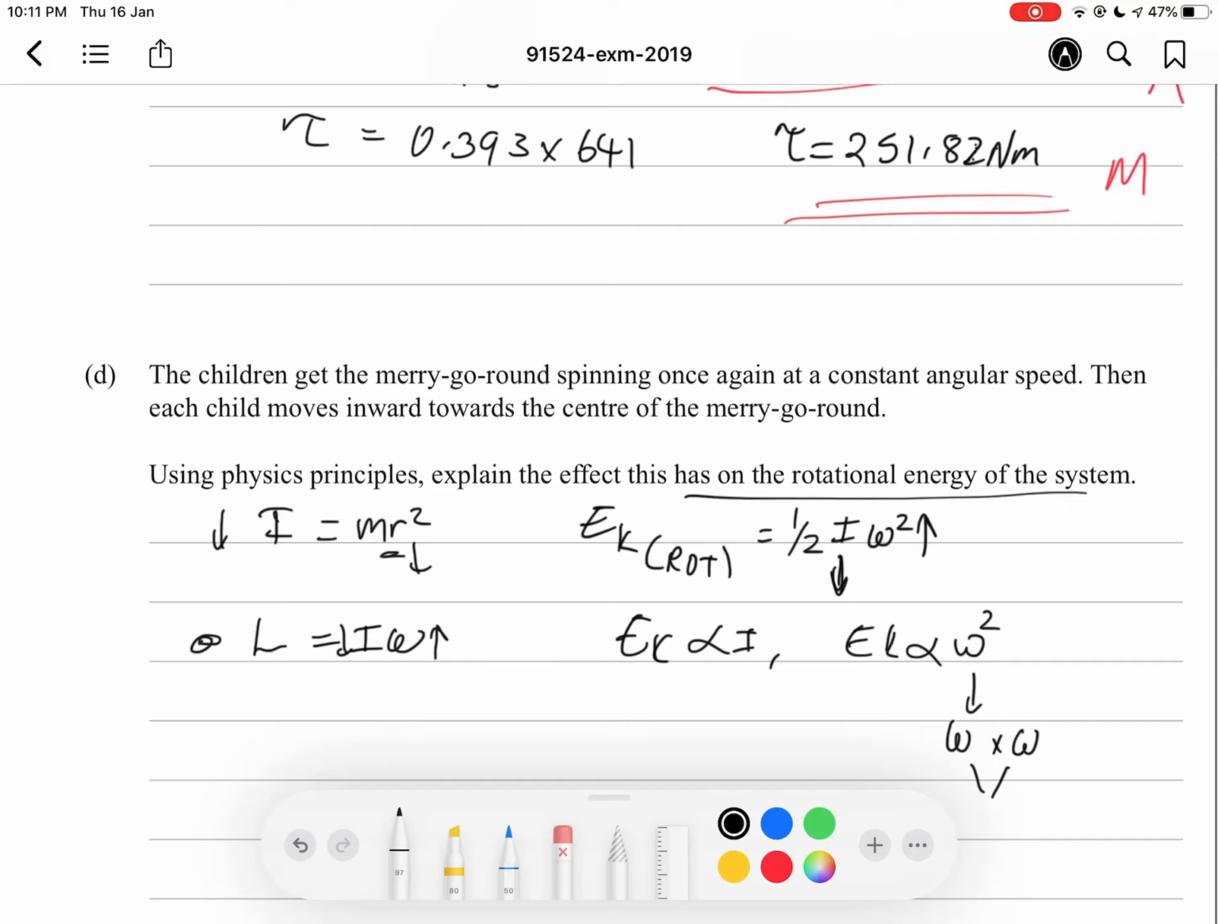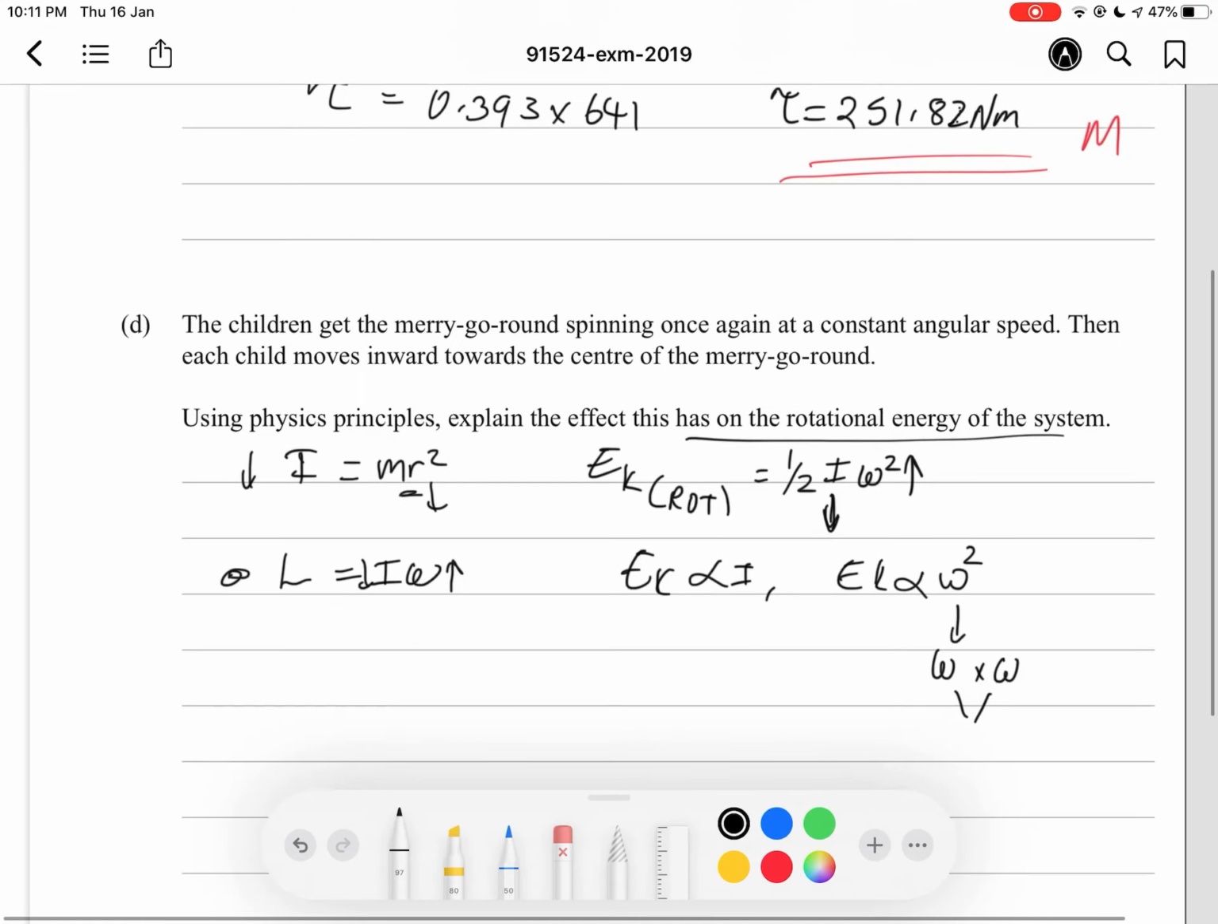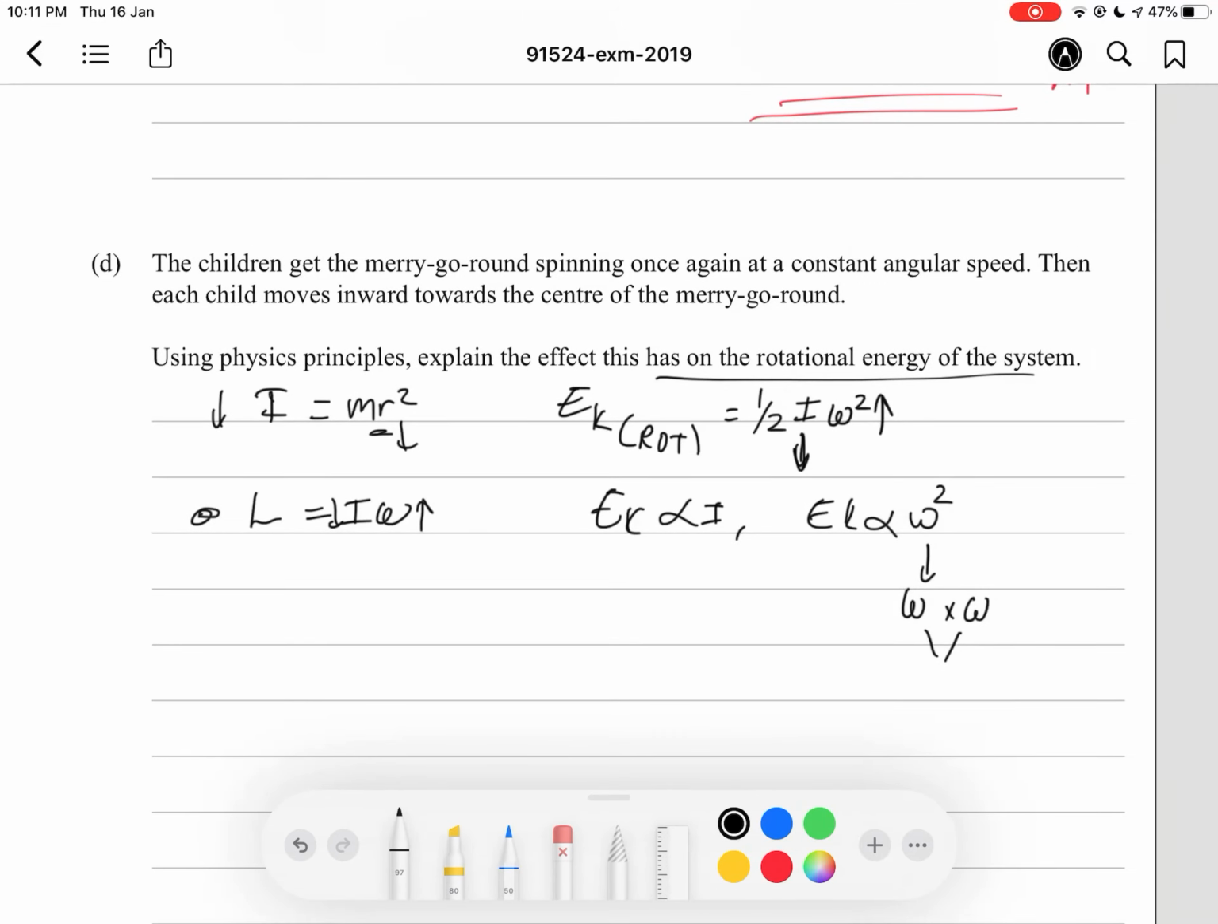So what I'm trying to say is that even though this inertia has decreased, because the angular speed has increased and EK is proportional to angular speed squared, the overall kinetic rotational energy is actually going to have increased. It's increased slightly, okay? So as a result, our EK is actually going to go up. Alright, so now we have to put everything into word form.